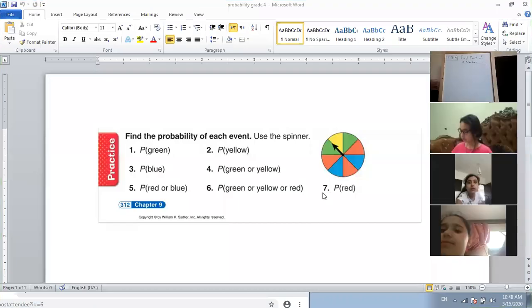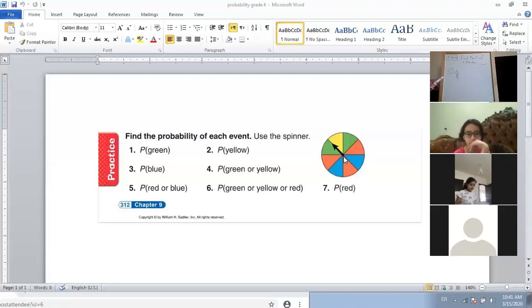If you want to find the probability for the green, you have to count how many green parts we have. Only 2. So you have to write, question number 1, 2 out of 8. How can we find the 8? You have to count all of the parts. If you count all of the parts here, the answer will be 8. So the final answer for the probability for green is 2 out of 8.